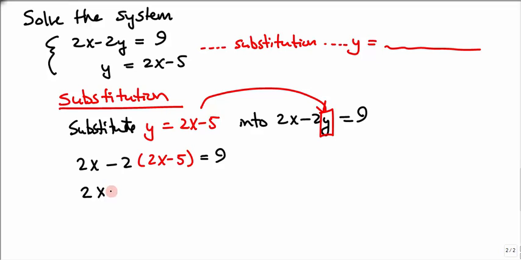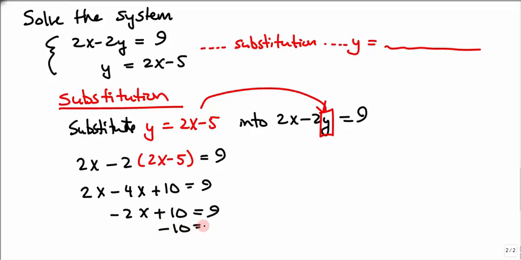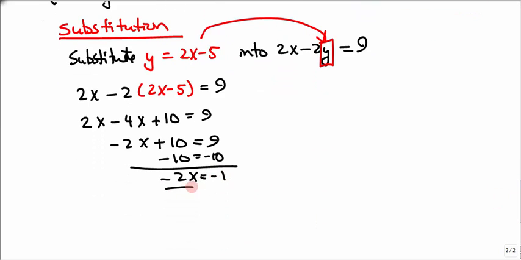So I'll distribute through the minus 2, so I'll have a minus 4x plus 10 equals 9. 2x minus 4x is a negative 2x plus 10 equals 9. Subtract 10 from both sides. Get negative 2x equals negative 1. Divide both sides through by negative 2. I get x equals 1/2.